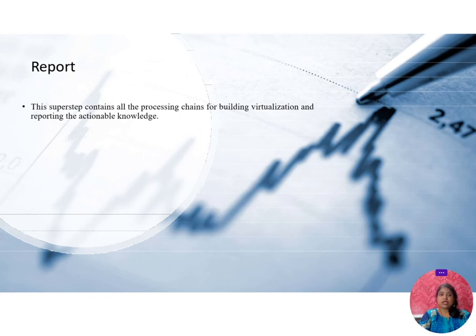This super step contains all the processing chains for building virtualization and reporting the actionable knowledge, because we always say that a picture says more than 100 words. That means reports can be generated in the form of pie charts and bar charts, and it will help us to visualize the process and the business needs of the organization.